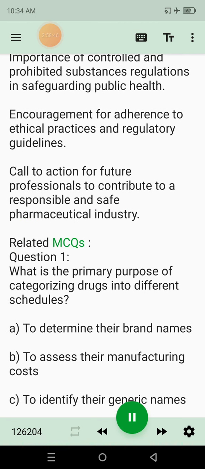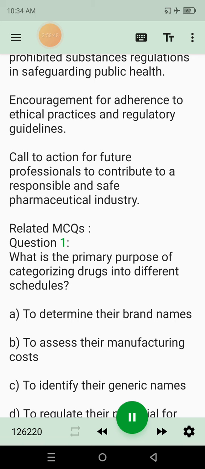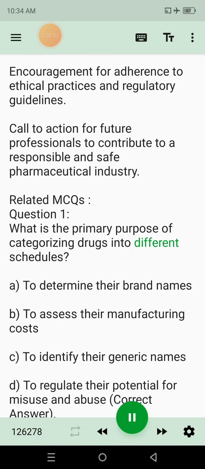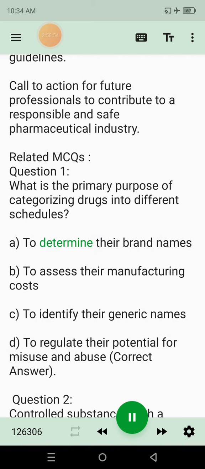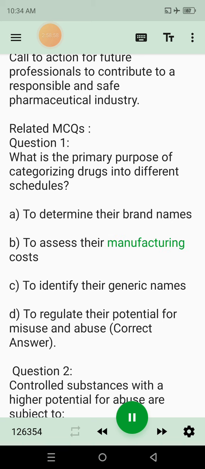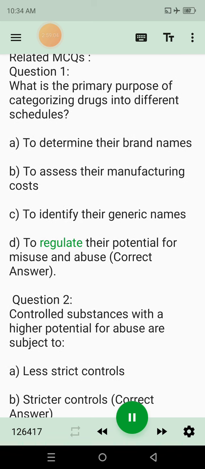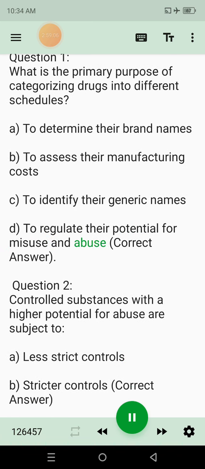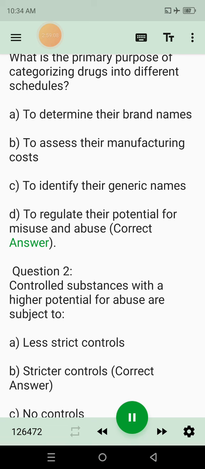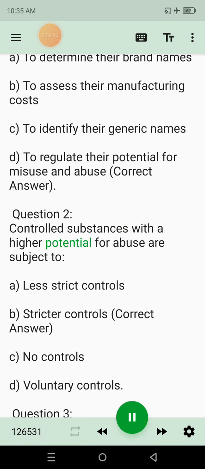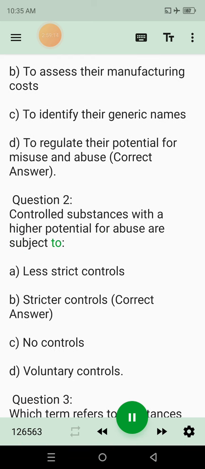Related MCQs. Question 1. What is the primary purpose of categorizing drugs into different schedules? A. To determine their brand names. B. To assess their manufacturing costs. C. To identify their generic names. D. To regulate their potential for misuse and abuse. Correct answer.